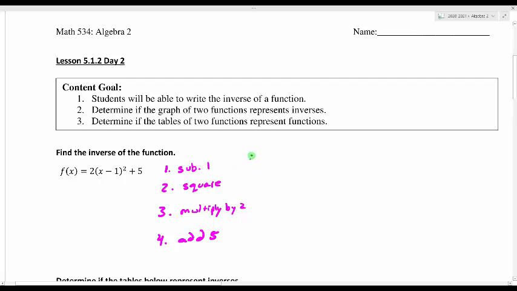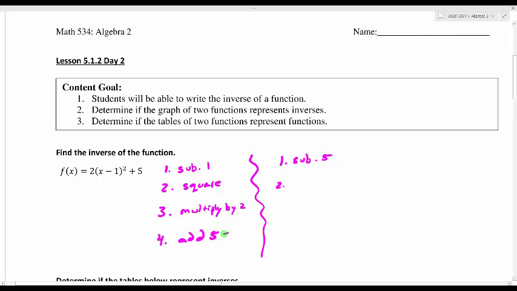All right, so then to create my inverse, I have to undo all the stuff that we just did. I took x and then I subtracted 1, squared, multiplied by 2, and then added 5. So I need to go backwards and undo all that stuff. Step 1 is going to be the undoing of step 4 here. So we're going to undo add 5. The opposite of adding 5 is to subtract 5, so I'm going to say subtract 5.